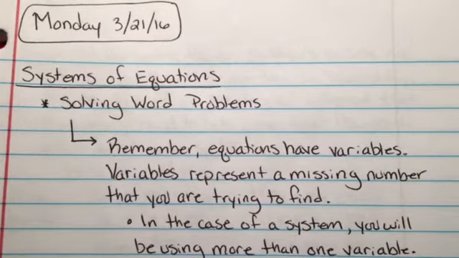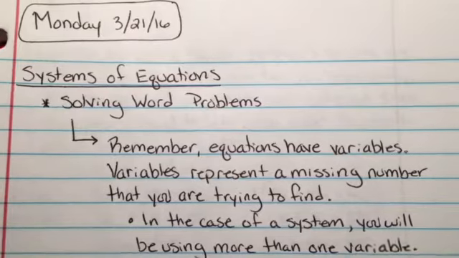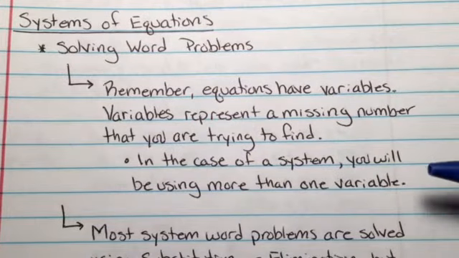So the thing you need to think about is, remember that equations have variables. A variable is nothing more than a missing number. Alright, it's something that you're trying to find. So when you have a missing number, or a number that you can't figure out or don't know, that's when you put a variable in its place. Now, in the case of systems, be mindful that you're using more than one variable. We'll be using x's and y's.